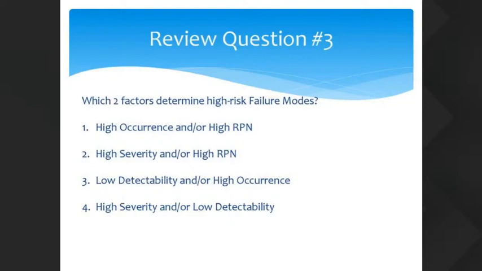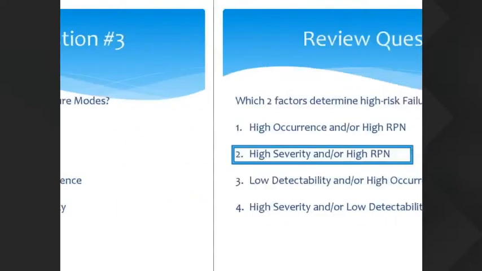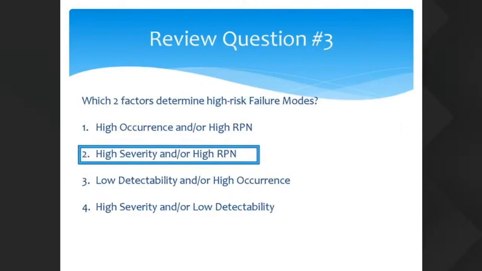Wow. Looks like there's a big split here. There is a big split. I'll go ahead and end the poll. Okay. By pure definition, it's high severity and or high RPM. And I see that there are a few people that disagree here, so maybe we can have some discussion later on.